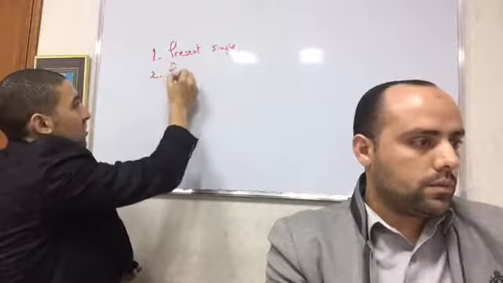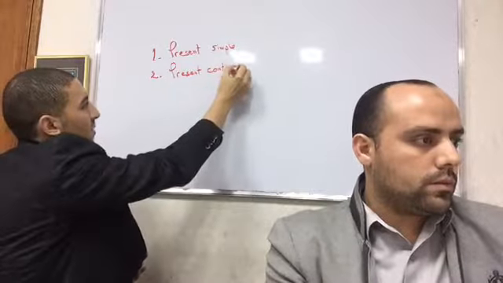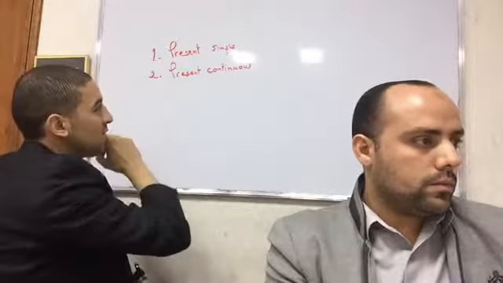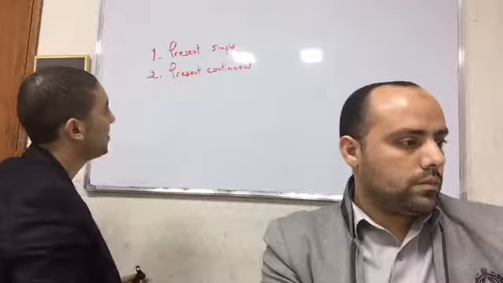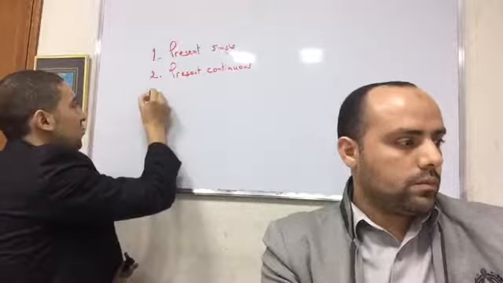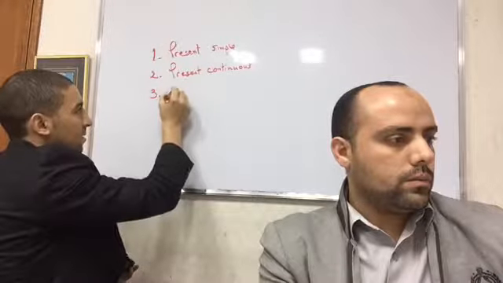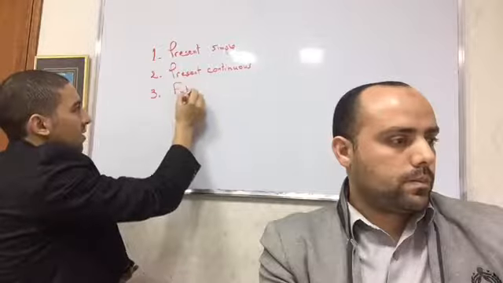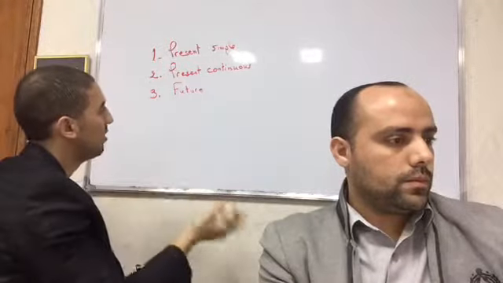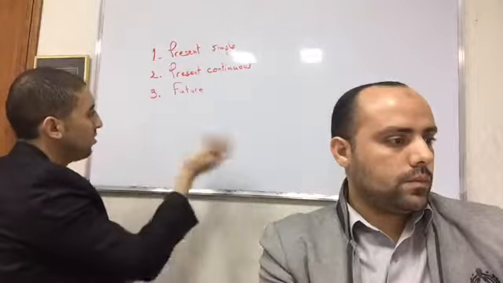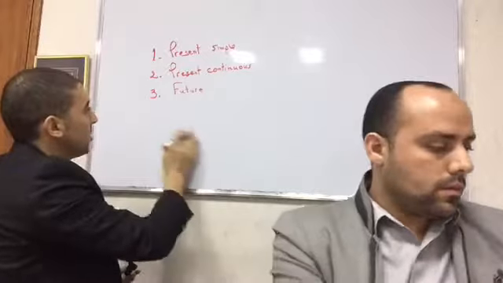Then we moved to the present continuous, to talk about things that we do now, at the time of speaking. The third tense we talked about was the future, or the forms of the future in English, and we said that we can use will, we use be going to, and we use the present continuous to talk about the future in English.